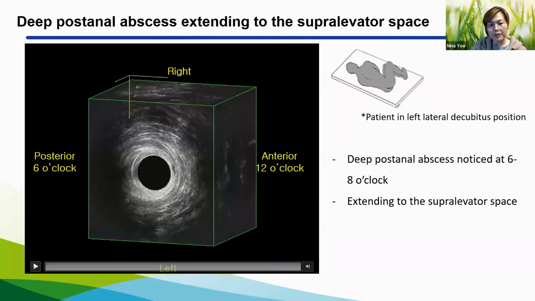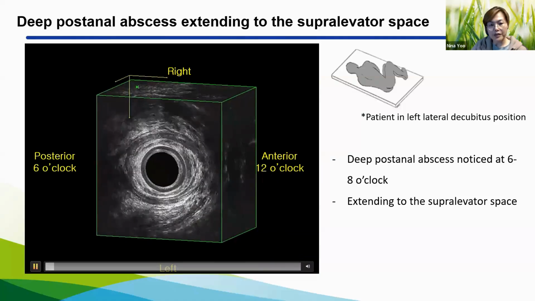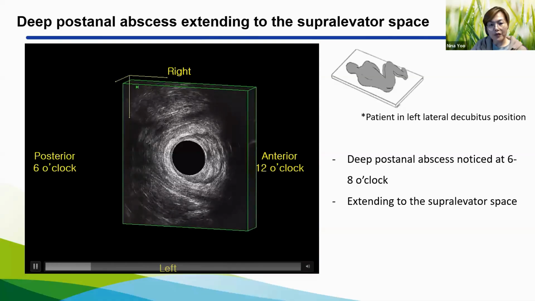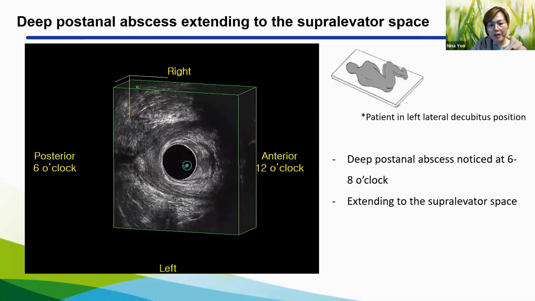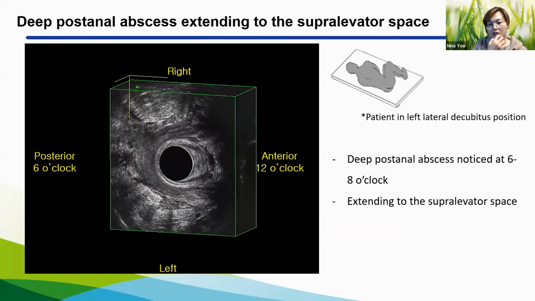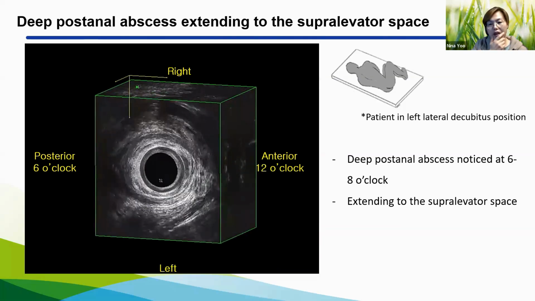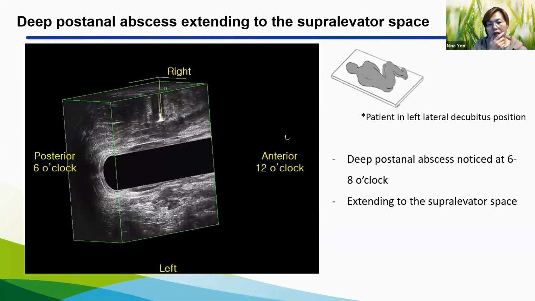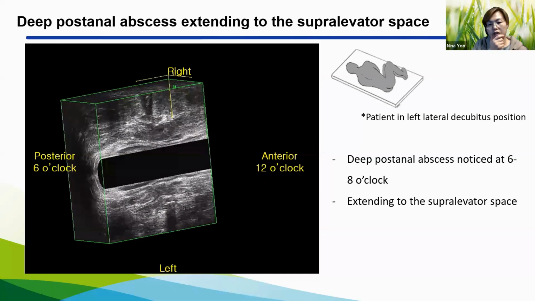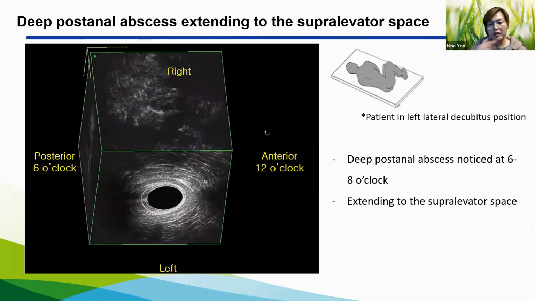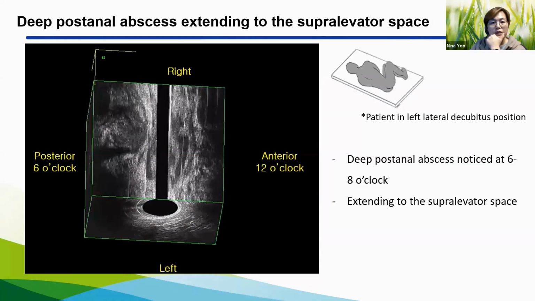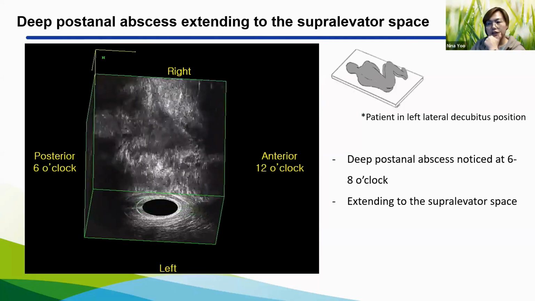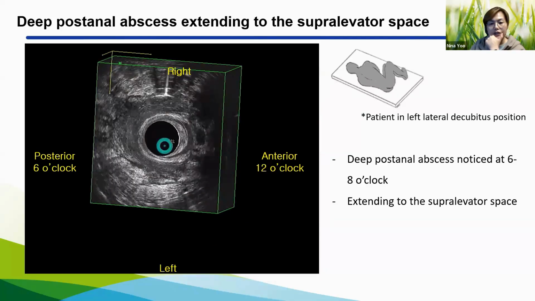Well, this is an example of a deep postanal abscess extending to the supralevator space. Above the pelvic floor muscle, the abscess is extending. You can see this really big hypoechoic abscess cavity from 6 to 8 o'clock in direction. And on coronal view, you can see that it extends up to the supralevator space here.